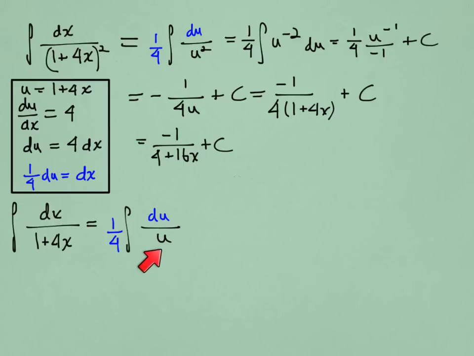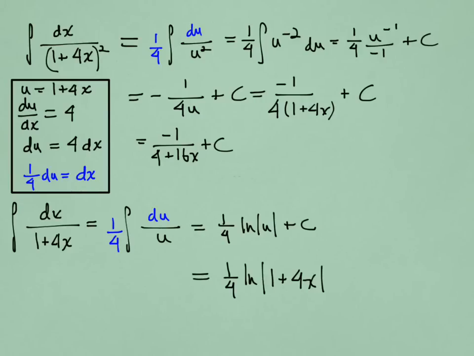Notice that this is the special power. It's the 1 over u, and its antiderivative is the logarithm. So it's 1/4 the natural log of the absolute value of u. Finally, I back substitute in. u is 1 plus 4x, so that goes into the logarithm function.